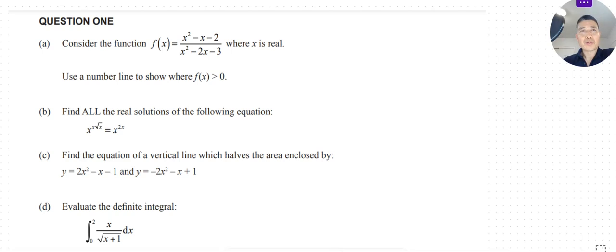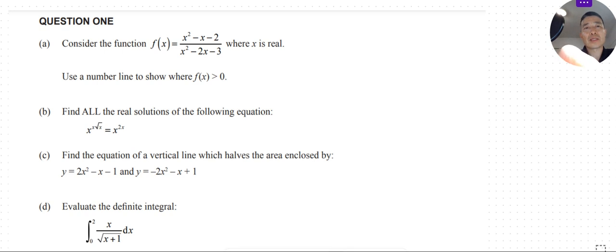Everyone, we are doing 2021 Scholarship Calculus, question 1, A to D. Question A, consider the function f of x where x is real. Use a number line to show where f of x is positive. So step 1, we factorize the numerator and denominator.